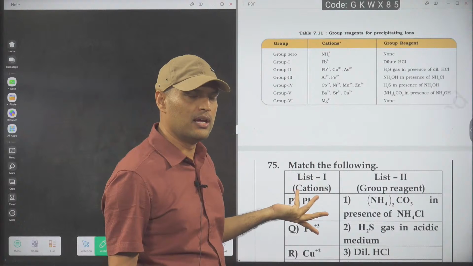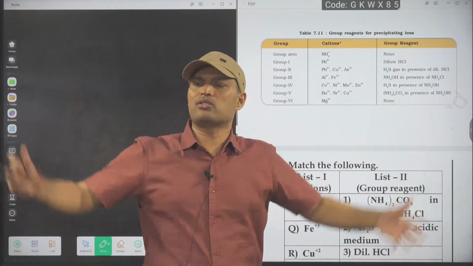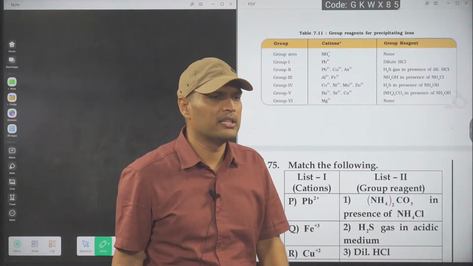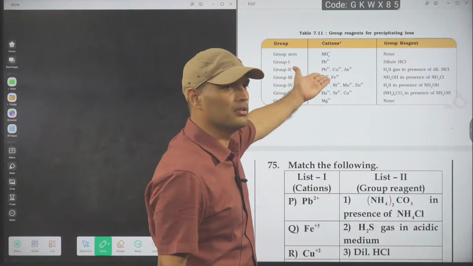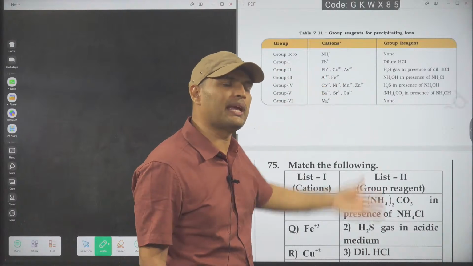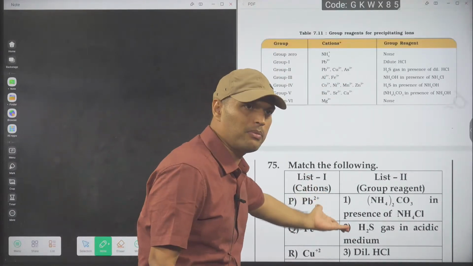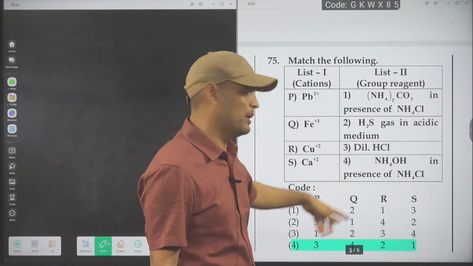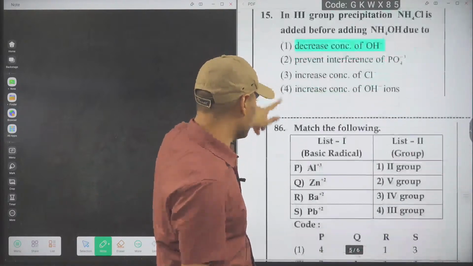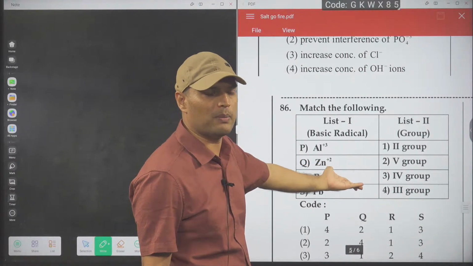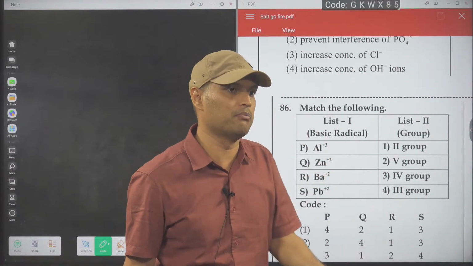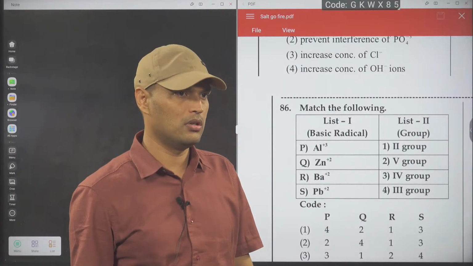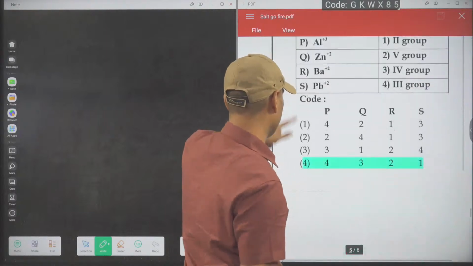Cationic reagents. Last year we taught so much in salt to be on the safer side. But what they asked in the paper, they just asked which is group 2, which is group 3, type of things. So this time you can remember the reagents of different groups. We have asked this in the face paper. See, the next question, again we have asked the same thing in the face paper. We are asking you again the same, and then also you are doing it wrong, which you should not do.